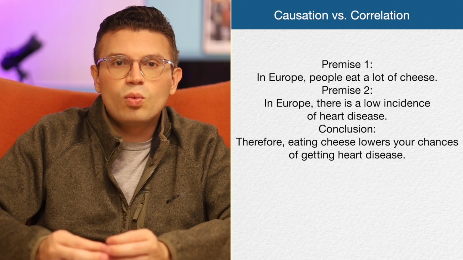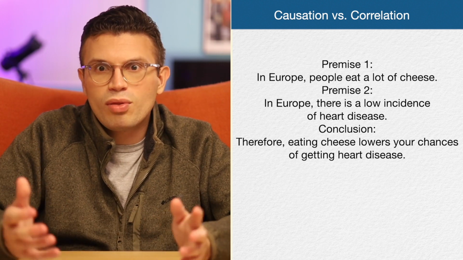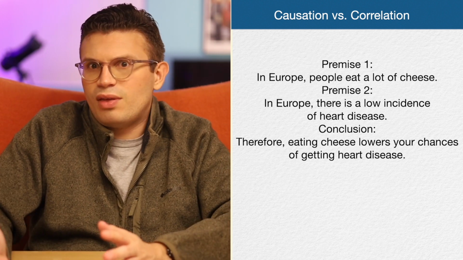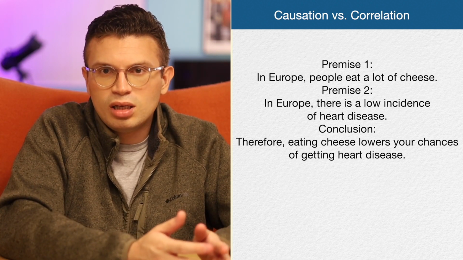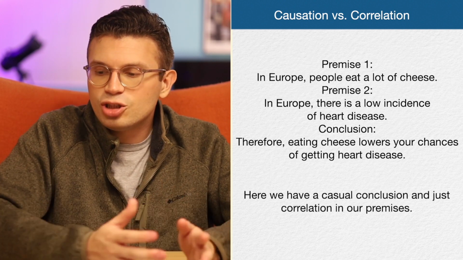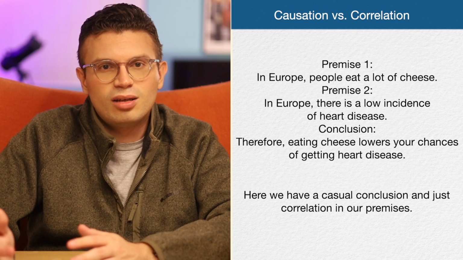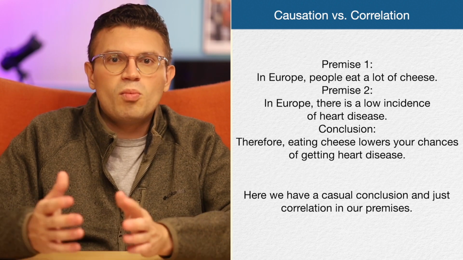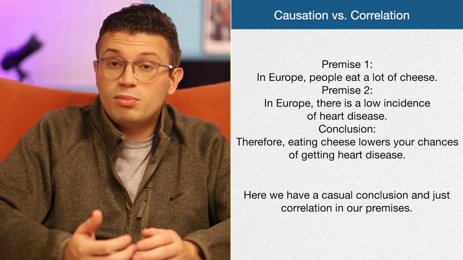We can't do that. We don't establish any kind of link between the two except that they both happen in Europe. Tons of things happen in Europe. People drive small cars. Does that lower your risk of heart disease as well? Of course not. So just to recap, here we have a causal conclusion and just correlation in our premises with a very weak link. It's a geographic link, right? But what if we have a causal premise? That definitely changes things up a bit for us, all right?